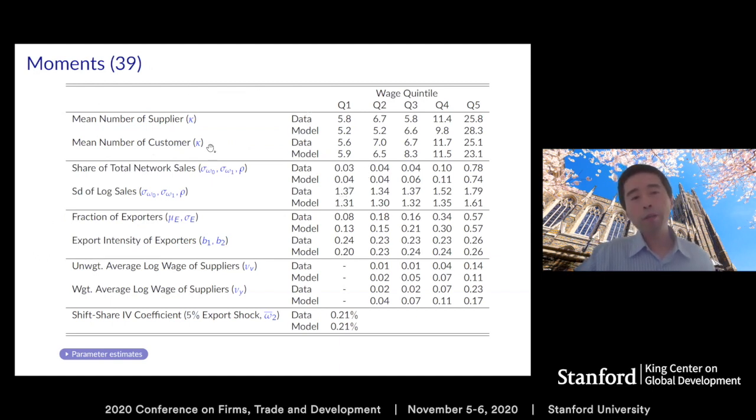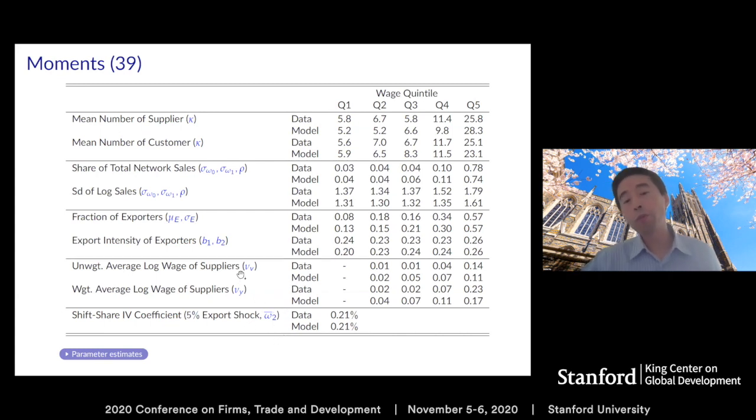In terms of kappa, the matching efficiency, we will use the number of suppliers and number of customers of the firms in our data, and spread them out, conditional on your own wage quantile. So we have a lot of data points that can tell us about it. For the rest of the parameters, including how heterogeneous the firms are, we will try to match the share of the total network sales and the standard deviation of sales conditional on each wage quantile. More importantly, these three are very crucial.